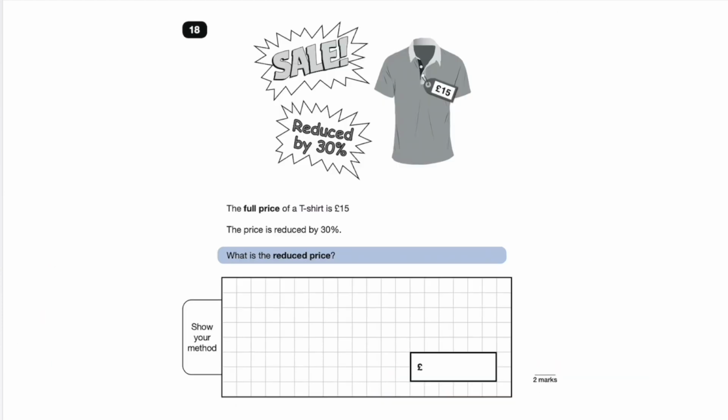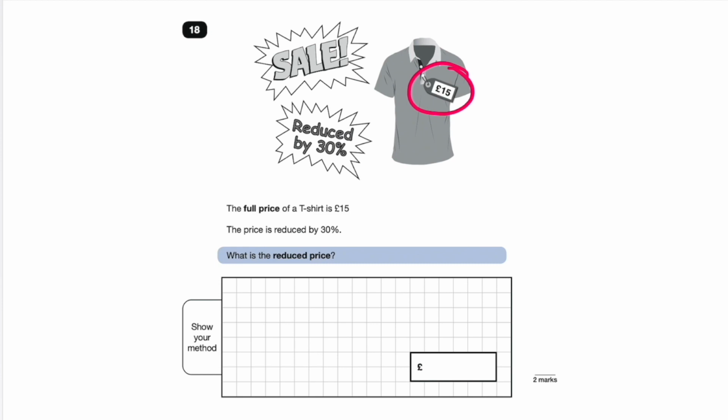Question 18, and a classic SATs exam question. We have a percentage discount. So this shows a sale, and this t-shirt is reduced by 30%. The full price of the t-shirt is £15. The price is reduced by 30%. What is the reduced price?